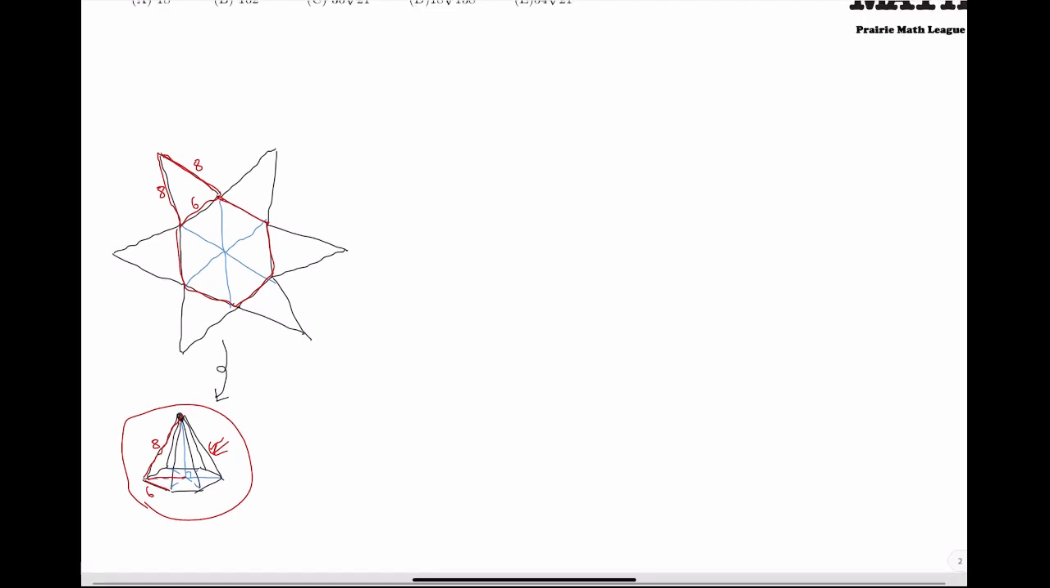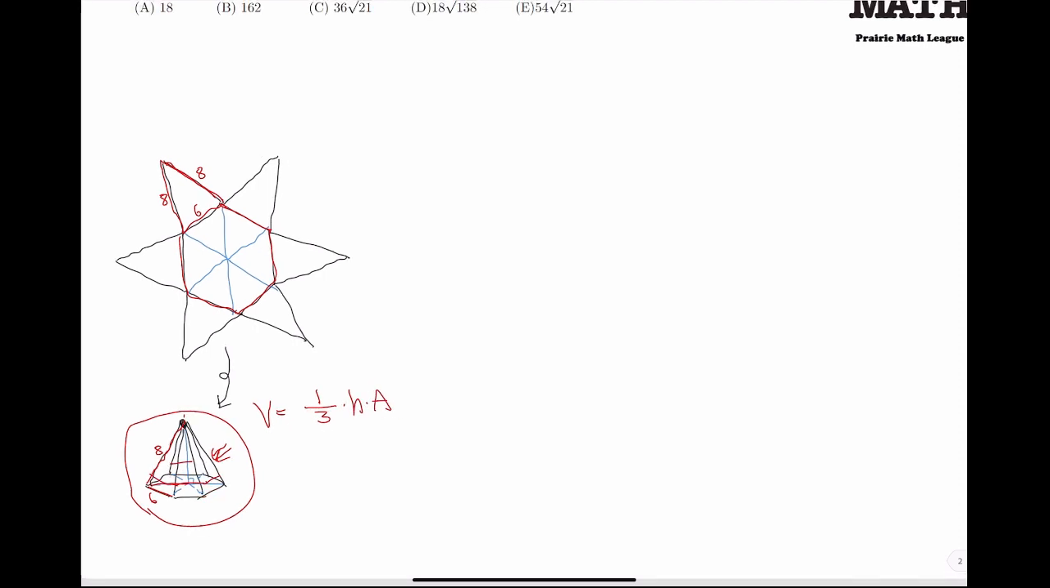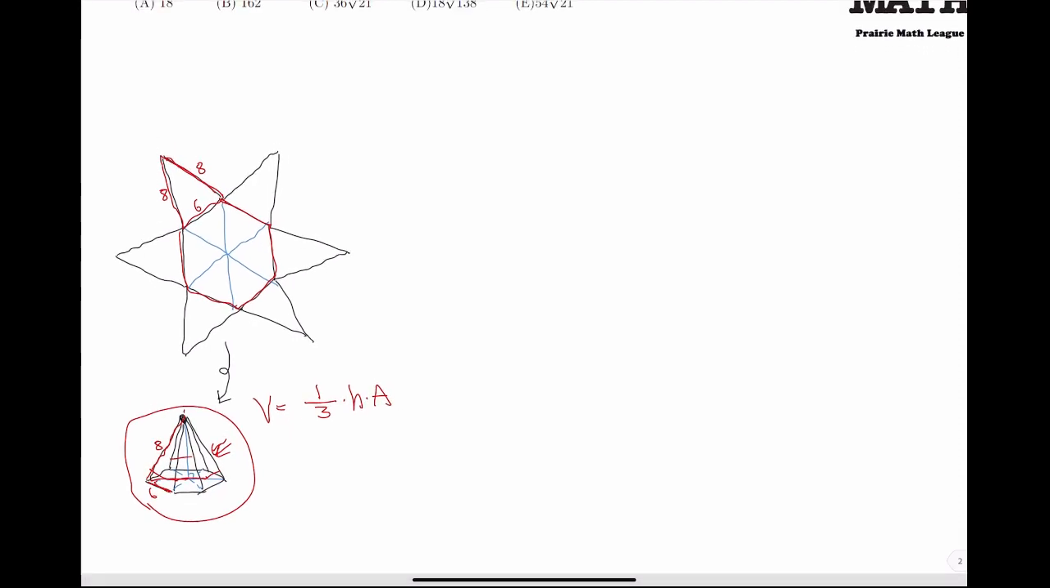So first, for a pyramid with unknown properties, there is one formula that allows us to find the volume. This is equal to 1 over 3 times the height times the area of the base. Now, we can find the area of this quickly.